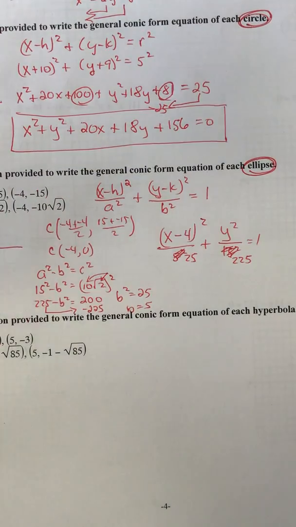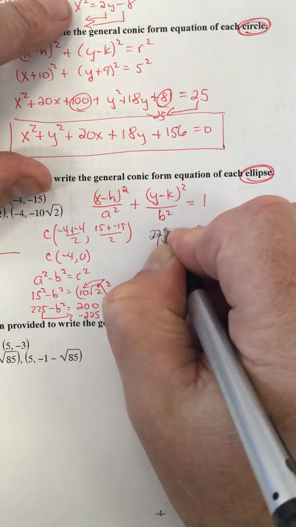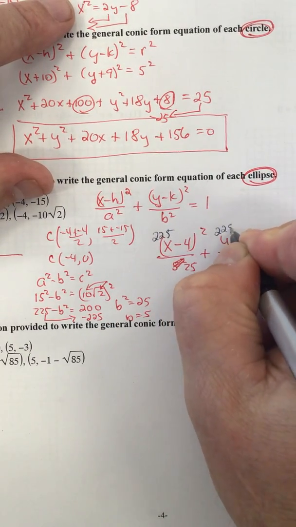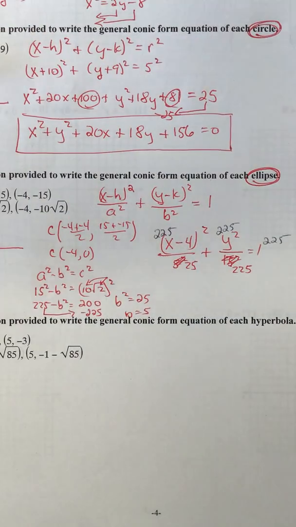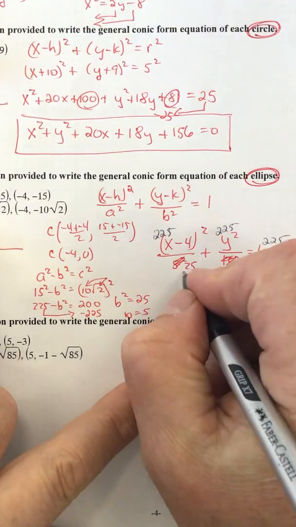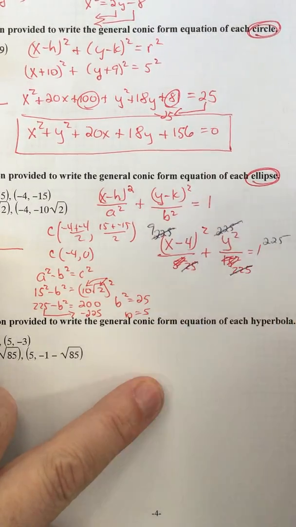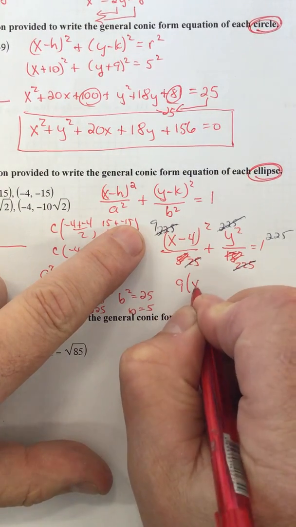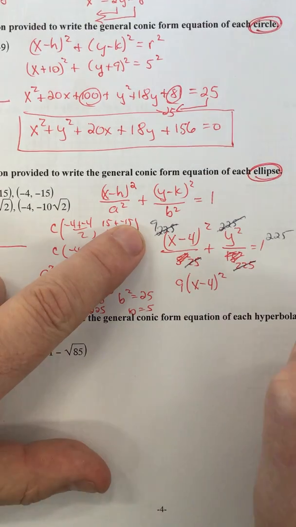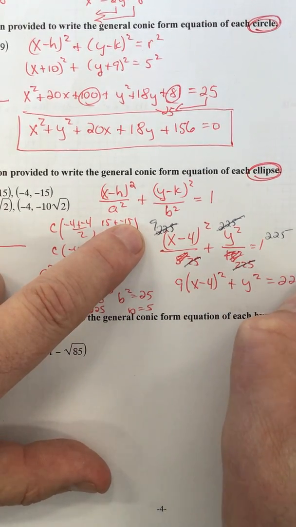So the least common multiple there is 225. Multiply by 225, multiply by 225, multiply by 225. 25 goes into 225 nine times, and 225 goes in there all the way. So we're left with 9 times (x minus 4) all squared, plus y squared equals 225.